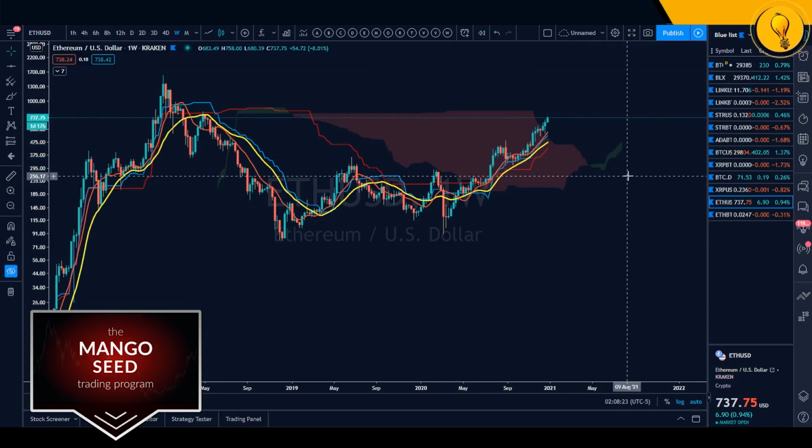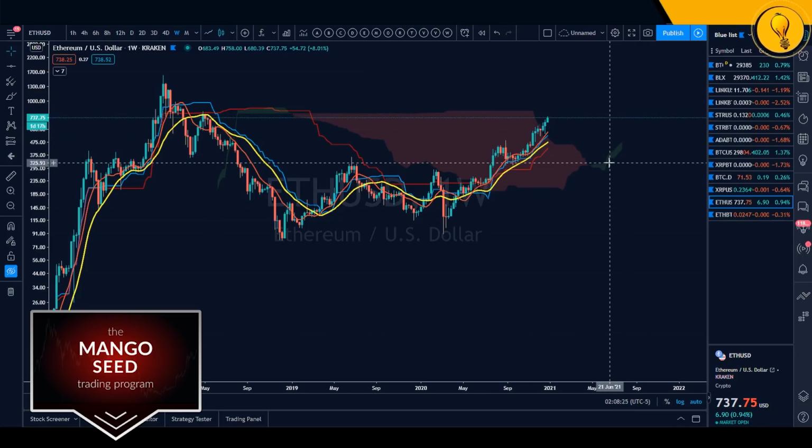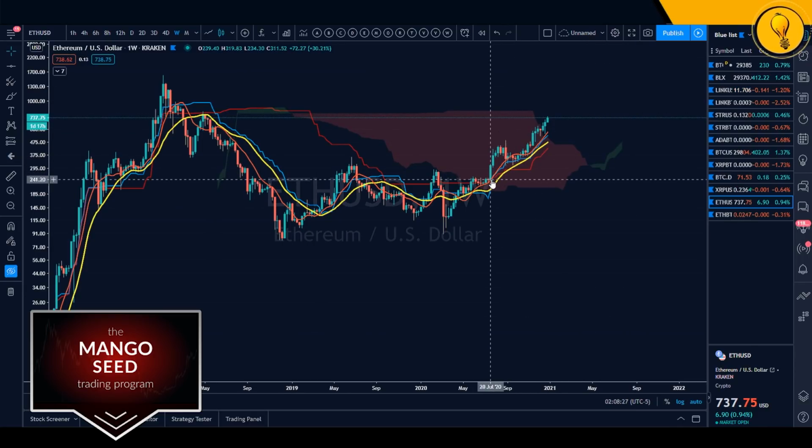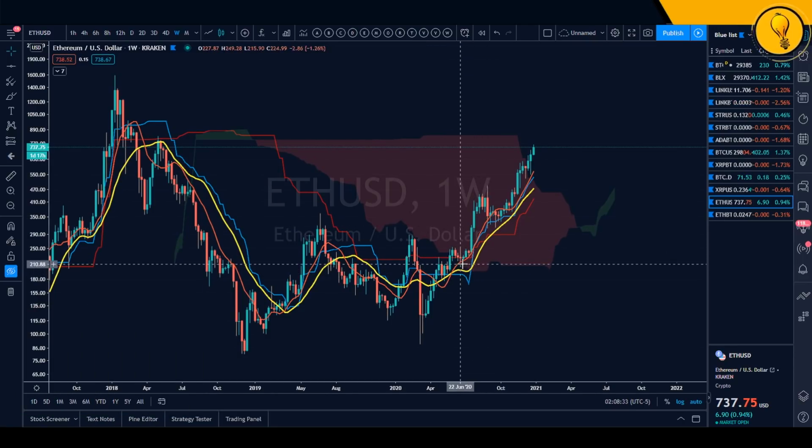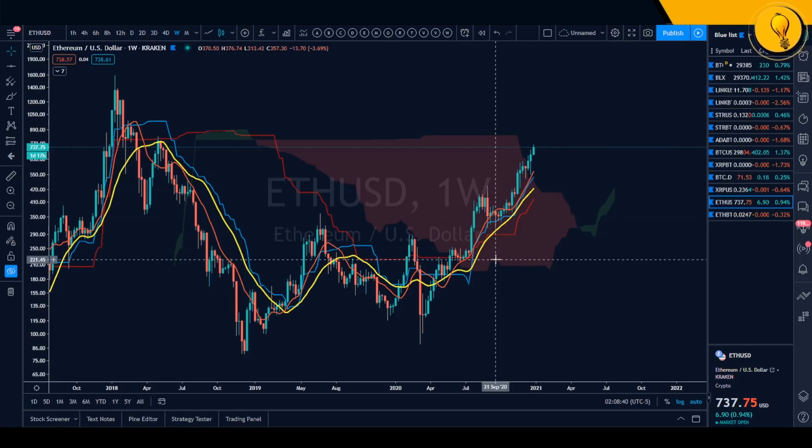Now, one thing to note about the current cloud setup is that the cloud is green. We have a bullish TK cross, something to note, as well as a bullish crossover setup between the 10 simple moving average, the 20 simple moving average, as well as the 50. For those of you who have watched my previous Ethereum analysis videos, I like using the simple moving averages because I find they do extremely well as good guides to price action.